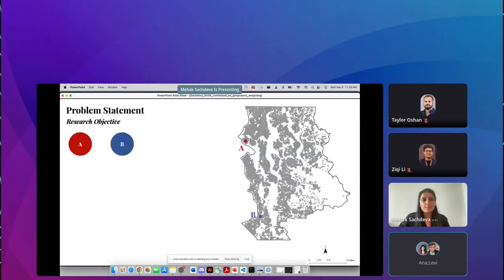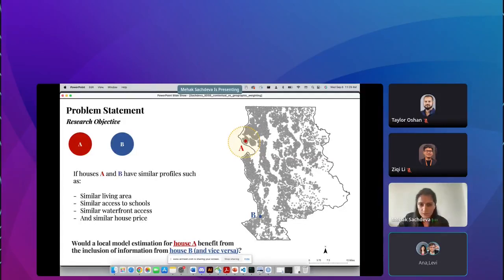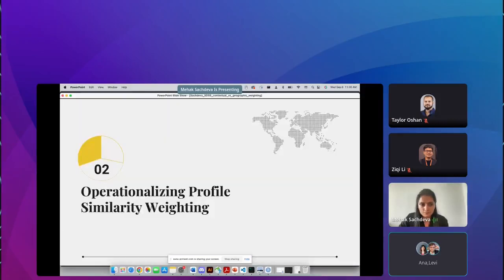So more intuitively, consider a scenario where houses A and B are farther apart in distance, as shown in this map, but are similar in attributes such as living area or waterfront access. The question here is, would a local model estimation benefit with the inclusion of information from house B in the local model that is calibrated at house A? So this is the intuitive setup of why this might be beneficial.